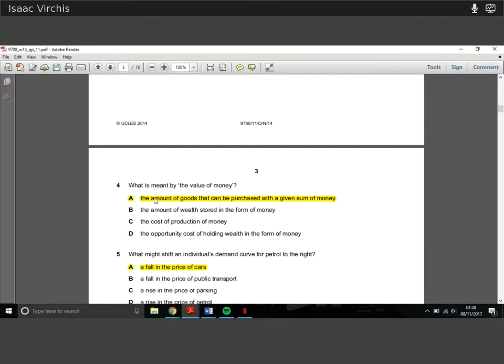Okay, question four. What is meant by the value of money? Here we can see the answer is clearly A, the amount of goods that can be purchased. When you have £10 in your pocket, that £10 is worth as much as what that bit of paper can be purchased or exchanged for.